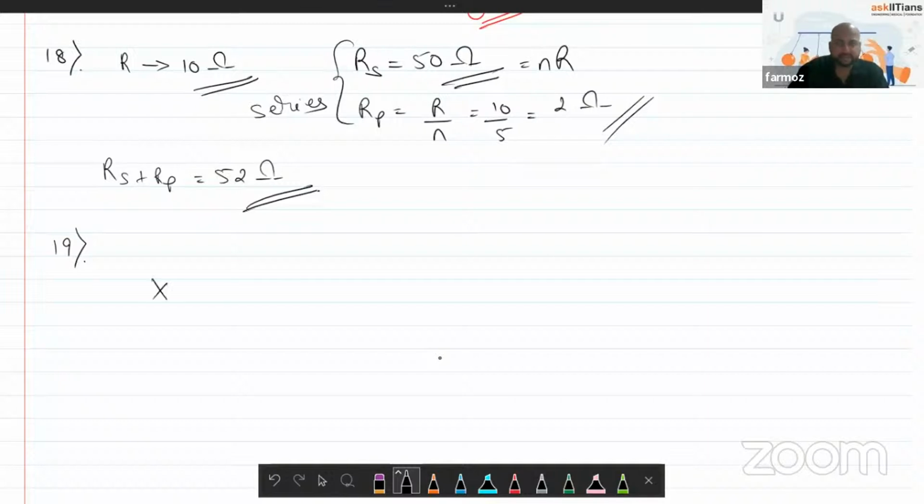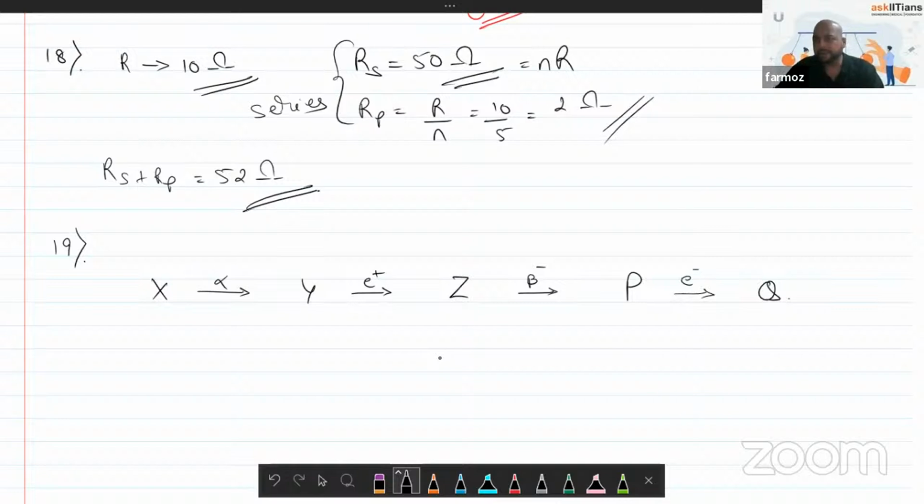X, Y, Z, B, and the last one Q. Alpha, okay, positive electron, okay, negative beta, and then again it should be a negative electron. Okay, now moving on to this. This is how much?